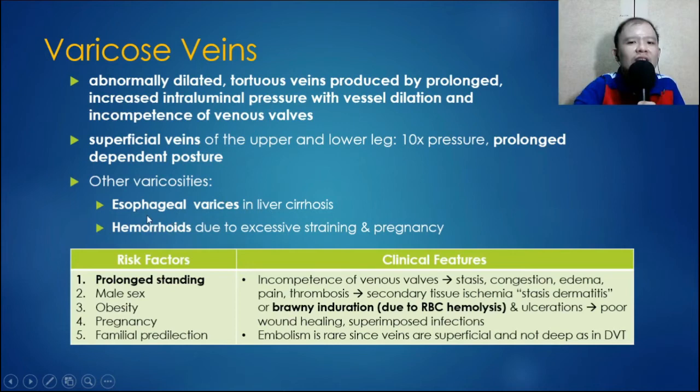Take note of brawny induration as a consequence of varicose veins. It is secondary to RBC hemolysis. And that's why varicose veins should not be ignored, because when it becomes injured, it leads to infection. However, embolism is rare because the veins, if you're talking about superficial veins, are not as deep as what we have in deep vein thrombosis.